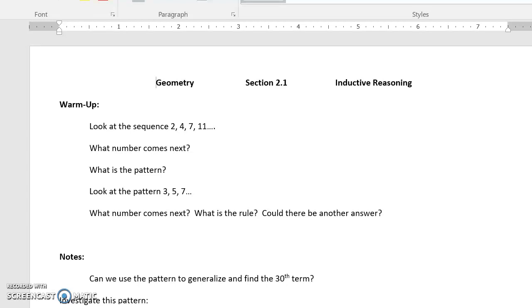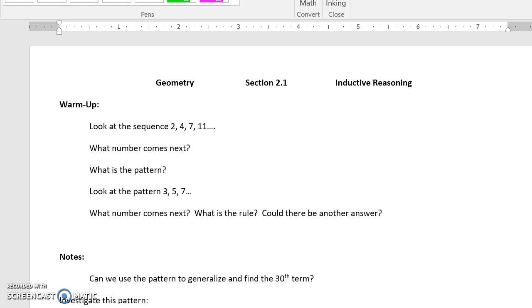In this lesson, we're going to take a look at section 2.1 on inductive reasoning. So before we get into defining inductive reasoning, let's just take a look at the warm-up here. So let's look at the sequence of numbers, 2, 4, 7, and 11. And the ellipsis, of course, means it's going to go on forever. And I asked the question, what number comes next? And to answer that, you usually have to identify what is the pattern.